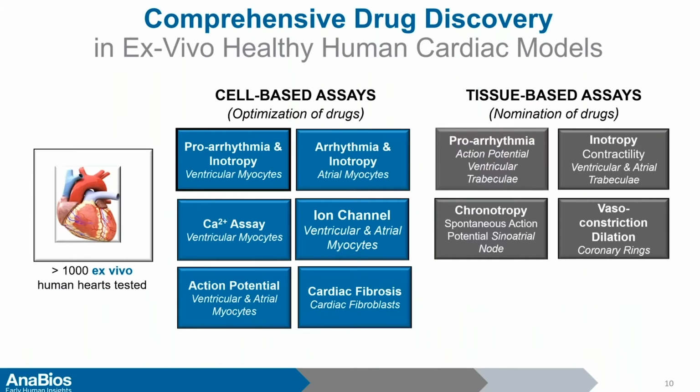We have also worked on over 1,000 human hearts, and the high quality of the human hearts we are procuring has allowed us to develop cell-based and tissue-based models. The cell-based models can be used to support projects early in drug discovery, while the tissue-based models can be used in late preclinical development. Taken together, these models can help to assess the potential of novel drugs to induce pro-arrhythmia, and also their potential to modulate contractility, heart rate, blood pressure, and finally their potential to induce cardiac fibrosis.